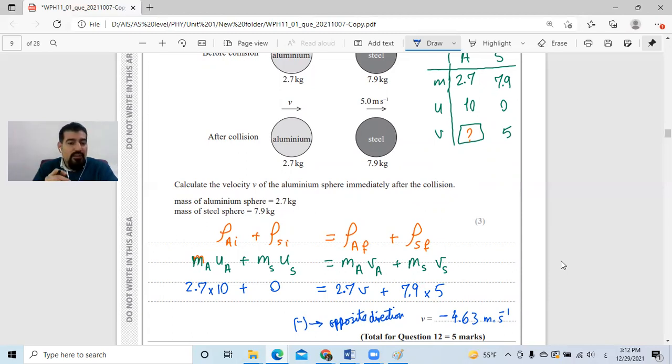Any question here? Let's repeat that. So the total momentum before collision equals the total momentum after collision. We find the momentum for both balls or spheres before, then it equals the total momentum after, according to the long formula that we know here. Okay, and we substitute the values and we get the correct answer. And the negative here means the opposite direction. They ask about the velocity. That's why I'm supposed to keep the negative sign. Okay.